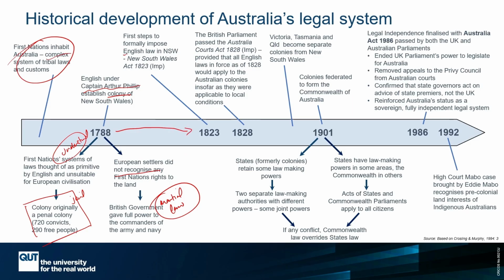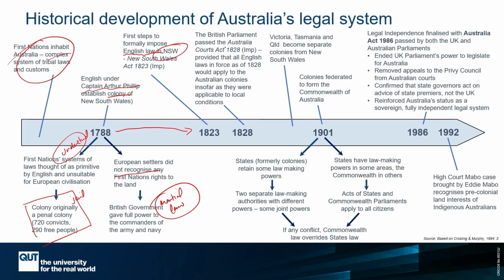And England, right, this is still a colony, so we're still English at this point, start to say, let's give some self-government. And they implement the New South Wales Act of 1823. Notice again, it's only in a specific region of Australia in place.